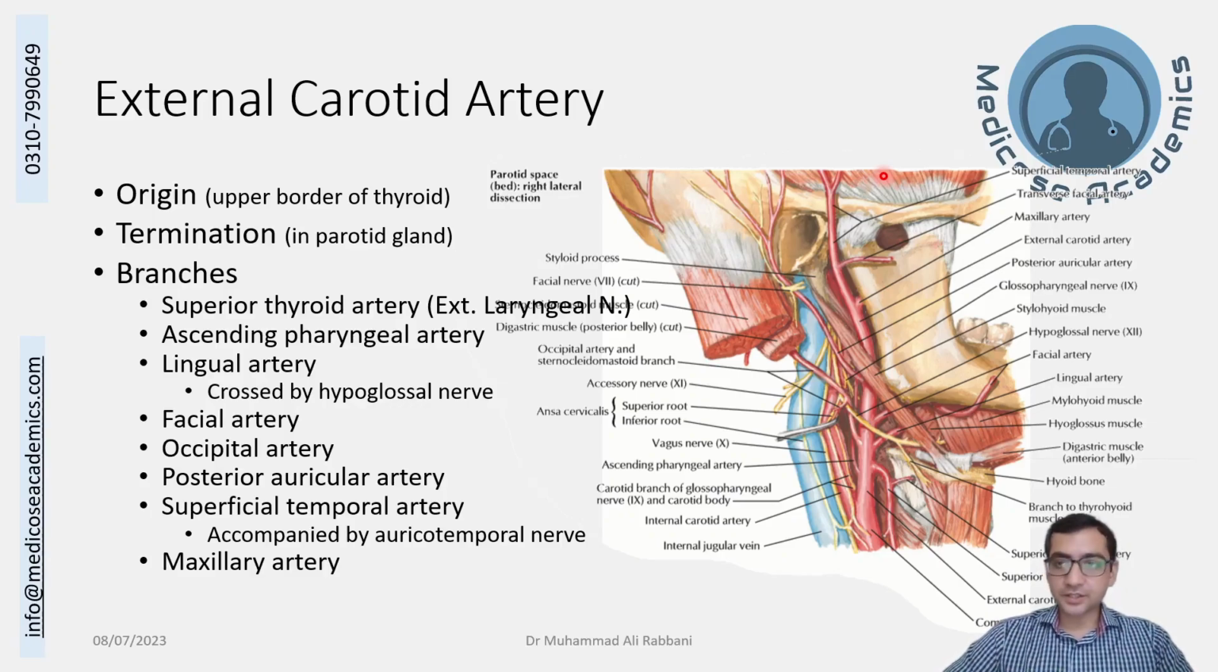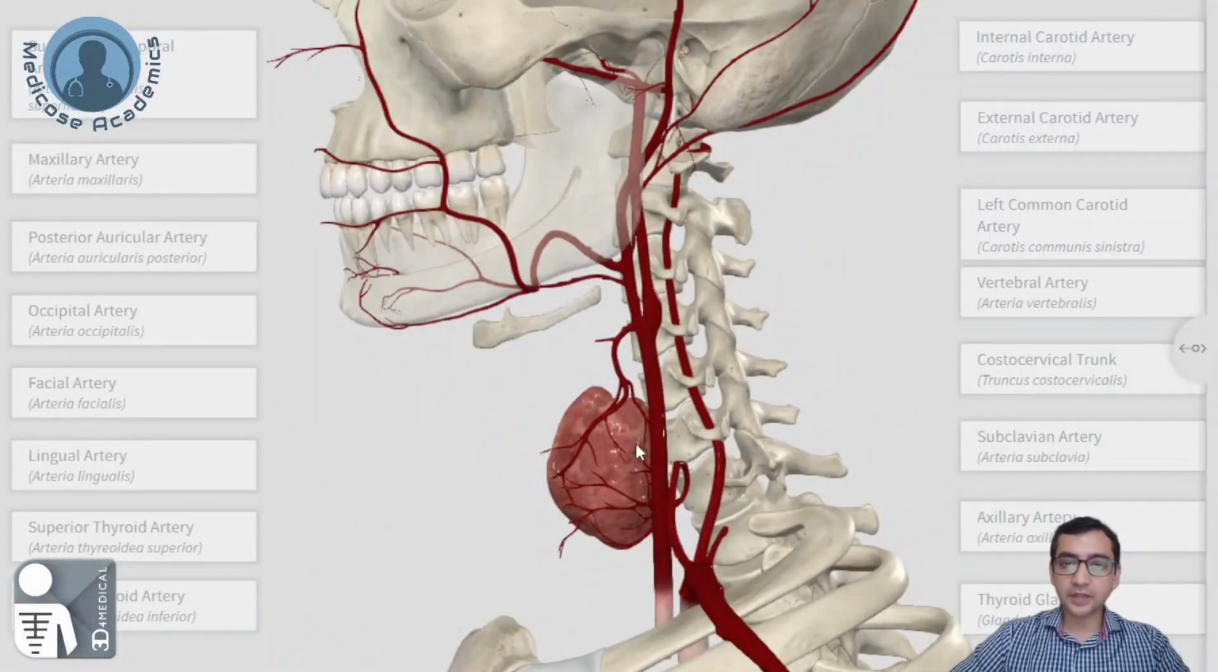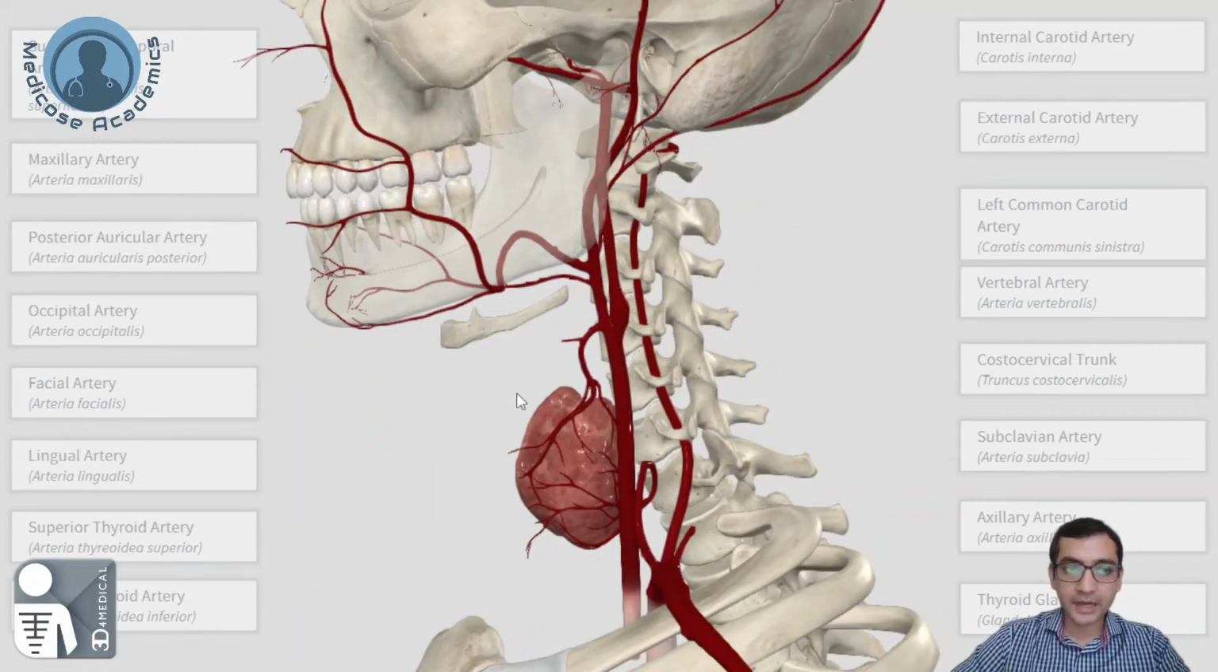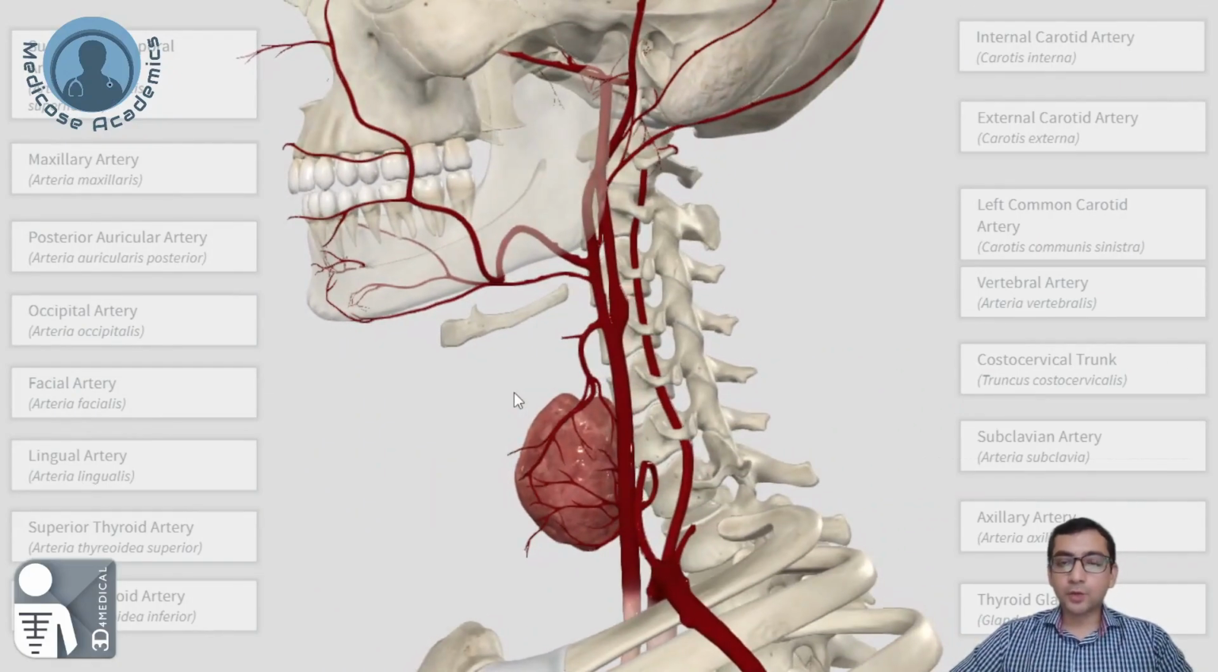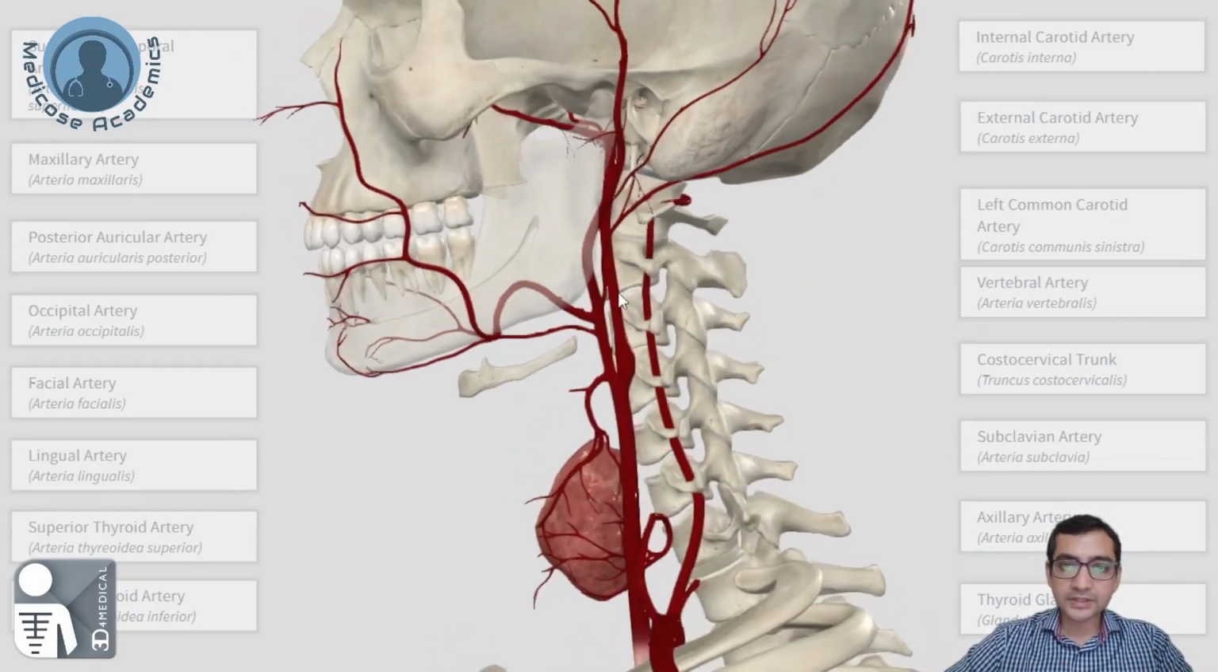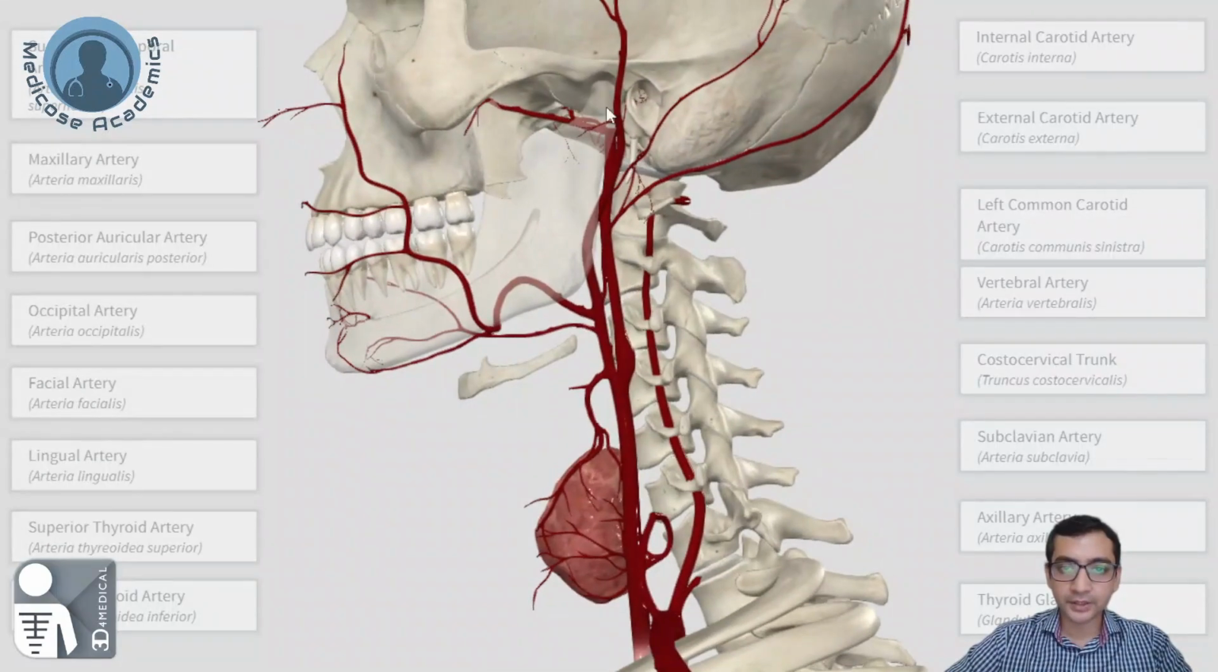Okay. Branches. Interestingly enough, there are 8 branches. About 3 branches are emerging from the anterior aspect, 2 are from the posterior aspect, 2 are terminal branches, and 1 is a medial branch. I will go through them one by one. Let's talk about the branches that you have already read the names of. The 2 branches that we already discussed are the ones that form the termination point.